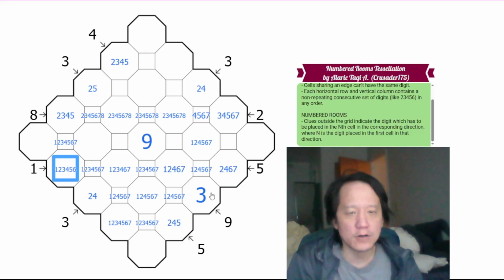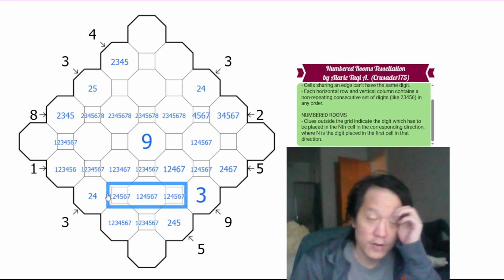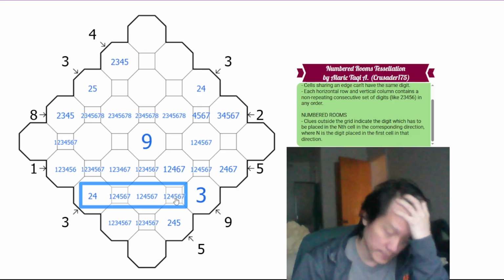We know 5 has to be one of these 3 digits here. Because this is either 1 through 5, 2 through 6, or 3 through 7, all of which require 5. 4 has to be one of these 4, but that doesn't really tell us much.